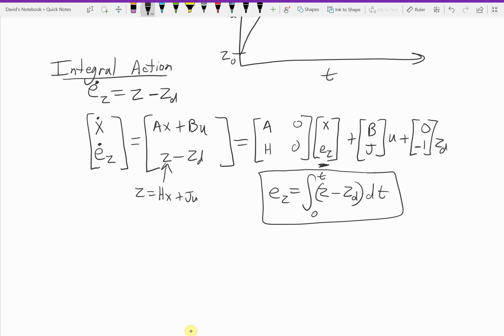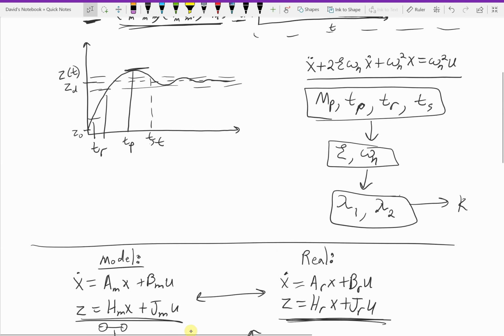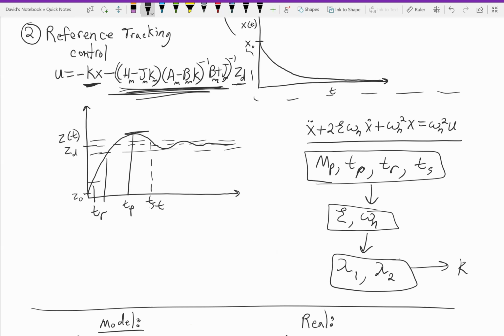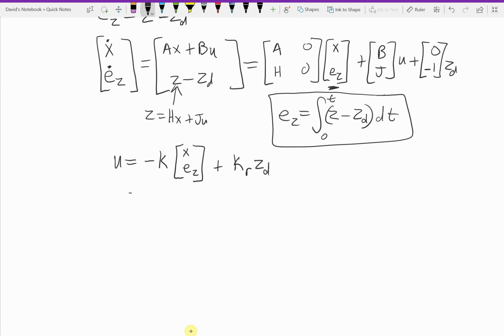And if we wished to control our new system, what we could do is introduce a stabilizing controller plus a new reference tracking control, which we'll call KR, which could be the same as this gain in the reference tracking controller, but it does not have to be, and we'll see why in a second. If I went and expanded this a bit, this will make U equal to minus K x minus KI EZ plus KR zd. So this is the stabilizing controller.